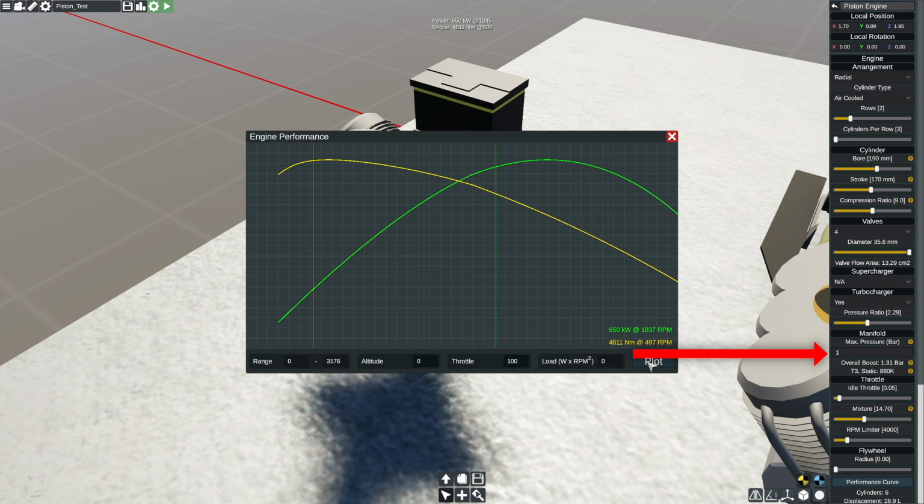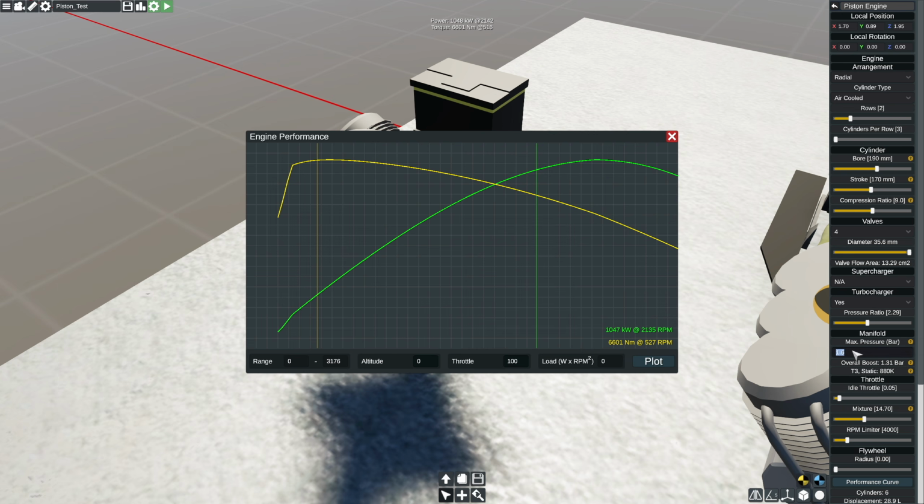Manifold pressure is used to get rid of excess pressure, which can cause preignition. As noted in the tooltip, this is useful for dumping pressure in high-density air. Do note that you can get a substantial performance increase if you raise this to just the right value, as seen in the background footage.